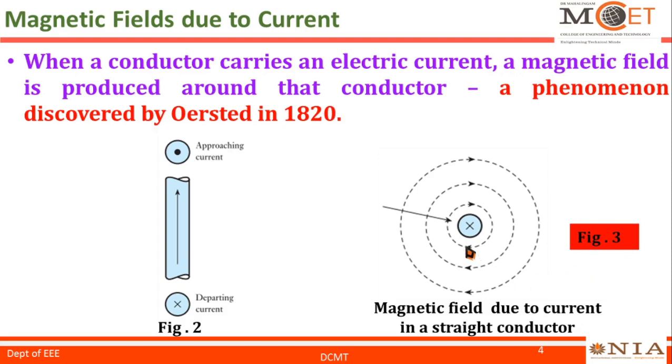Figure 3 indicates the magnetic field due to a departing current in a straight conductor. Departing current is indicated as a cross inside a conductor. In case of a departing current, the flux lines are in the clockwise direction. In case of approaching current, the flux lines will be in the anti-clockwise direction. Both in case of departing current and approaching current, the field lines are represented as concentric circles.